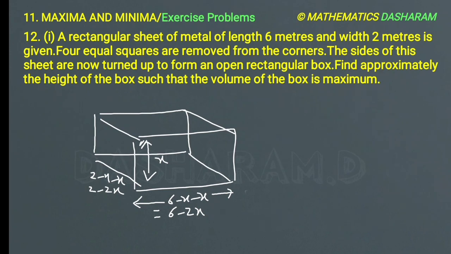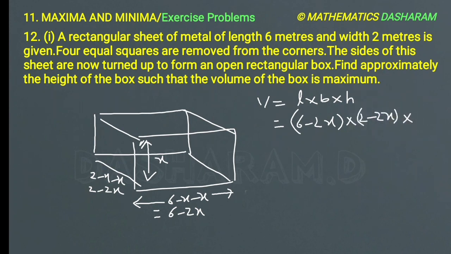Okay. So now see here, volume. Let's find out the volume of the rectangular box. Volume of a rectangular box formula is what? Length into breadth into height. So length is how much? 6 minus 2x, into breadth is how much? 2 minus 2x, into height is x. So let's multiply 6 minus 2x into, here 2 into x, 2x, 2x into x, 2x square.